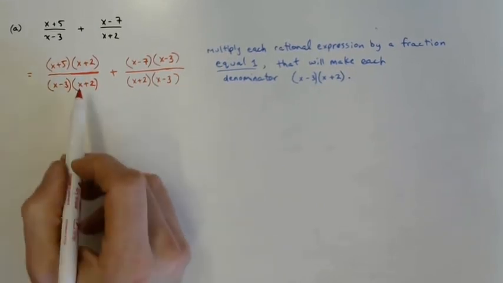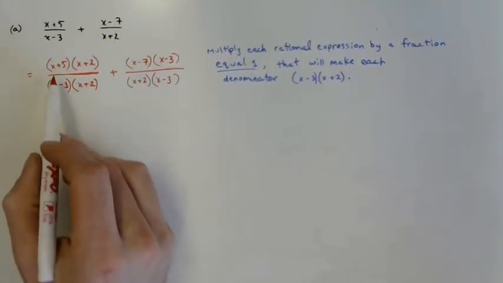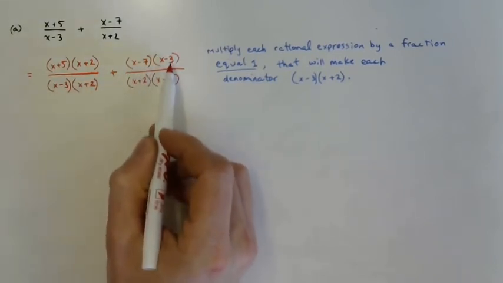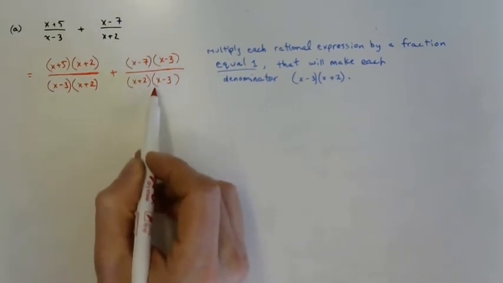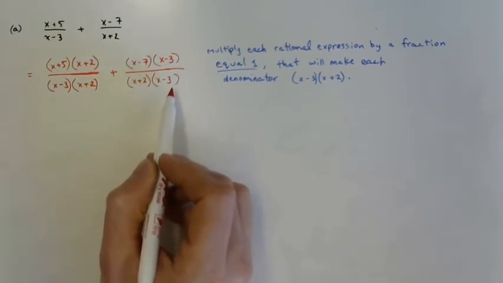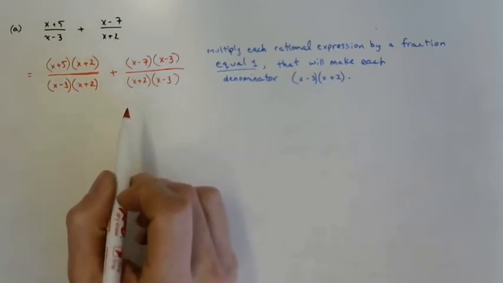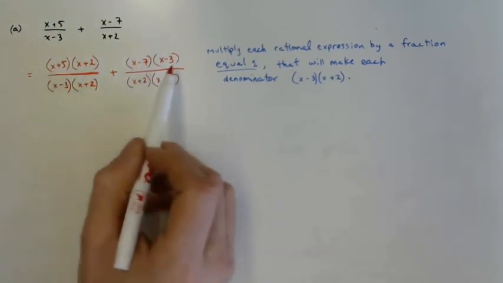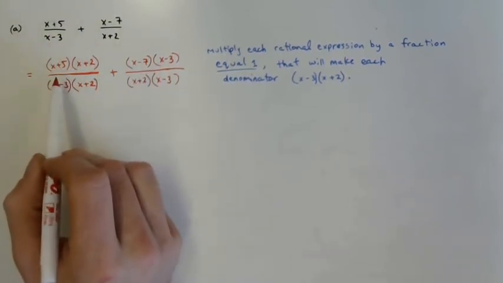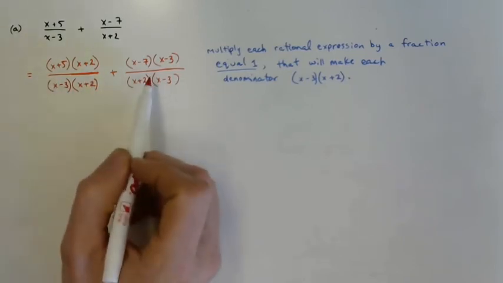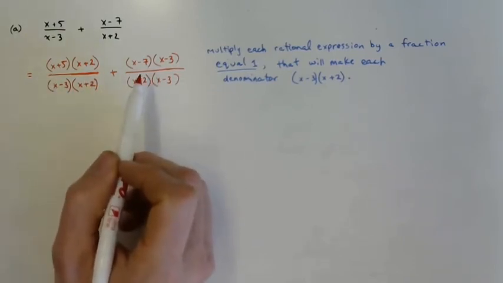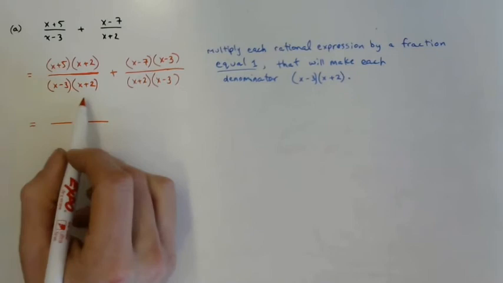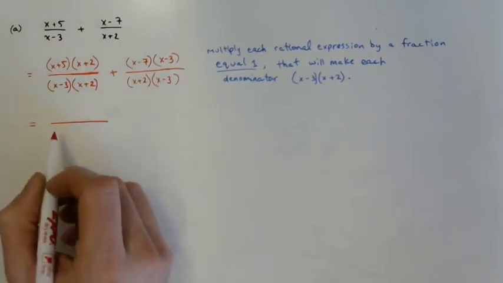Which means we could express this all as one thing: x plus 5 times x plus 2 plus x minus 7 times x minus 3, all over x plus 2, x minus 3. We're going to do one more step before combining, and that is expanding, because both of these numerators have an x squared term. They both have terms with an x in it, and they both have a constant. So those things can be combined. Watch what happens. We don't have to distribute the denominators. They're fine as they are. We're just going to leave those alone.